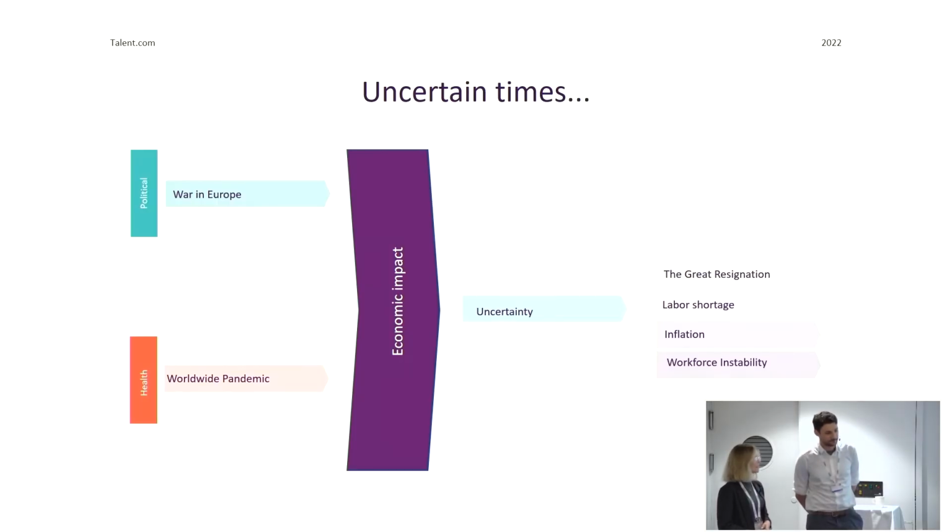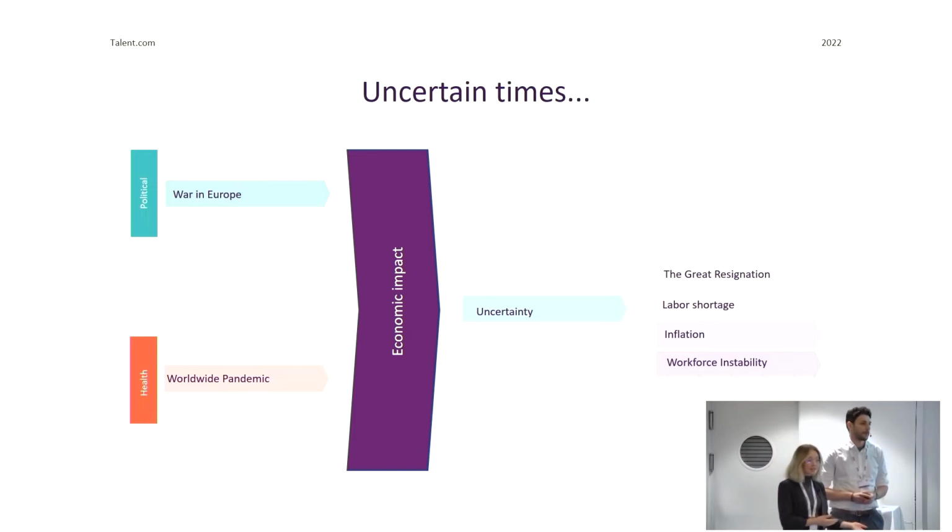So, it's very clear we're living in uncertain times. We have a political crisis going on, a health crisis going on. Both of those have an economic impact and cause a lot of uncertainty, and that causes a few effects, specifically in recruiting. So what are those?